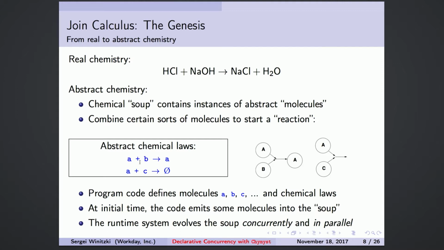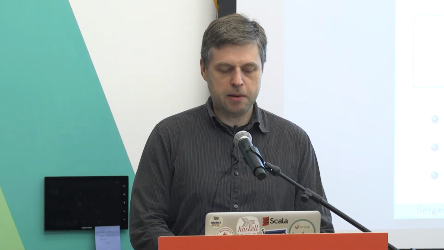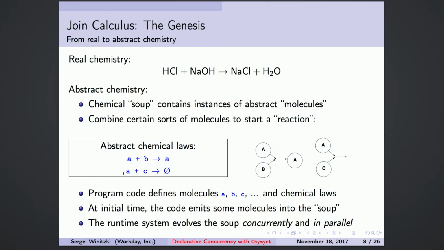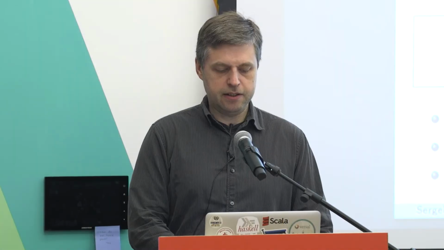Now, obviously, that cannot happen in real chemistry, that just the molecule B disappears. But this is abstract chemistry. We don't need to follow physics here or actual real-world chemistry. It's completely abstract. We define whatever we want, such as molecule A and molecule C react and yield nothing. Both molecules disappear and nothing is emitted back. It's completely fine, because it's completely virtual and abstract chemistry. So here's a diagram that illustrates what I just defined in these laws.